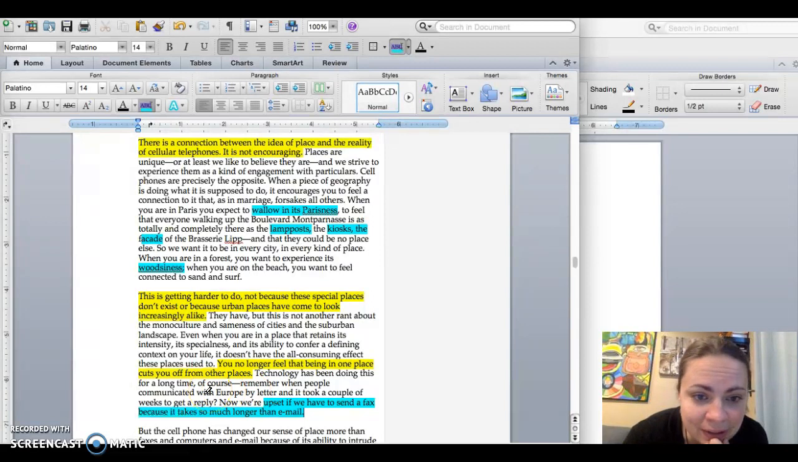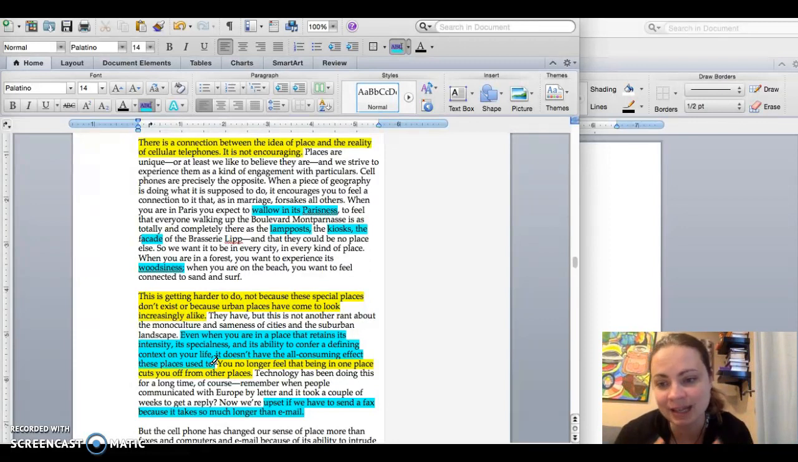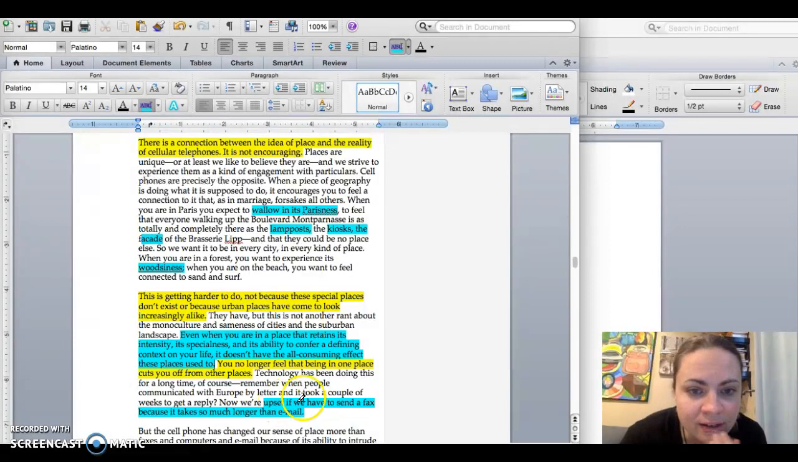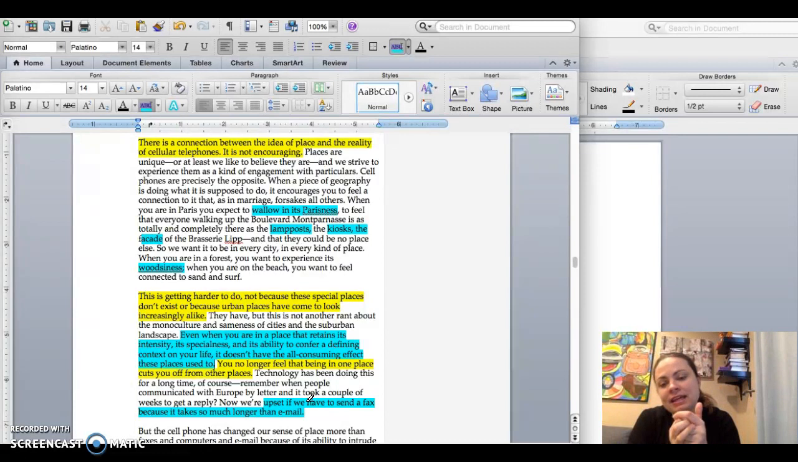He's giving the example of, here we go. Yeah. This is a part about the monoculture aspect. Even when the place retains its intensity, its specialness, its ability to confer defining context, it doesn't have the consuming impact that supports his idea about monoculture there. That's pretty good. Okay. So the main idea is like the overall point that paragraph is making, and the details are those little pieces of information that support that point. Okay, so you're definitely going to continue to annotate this article for main ideas in detail.